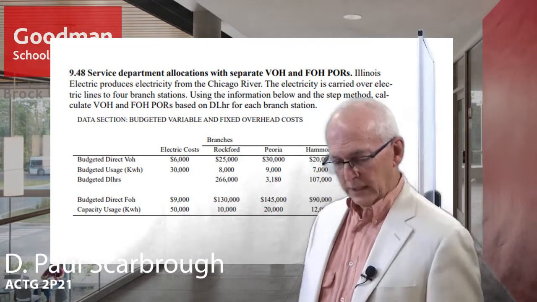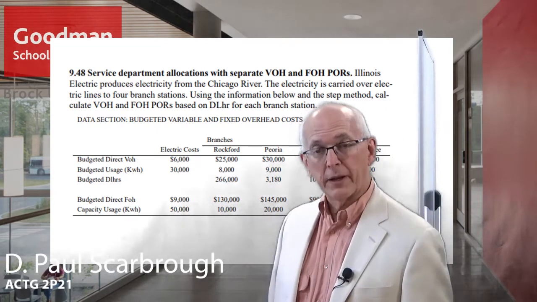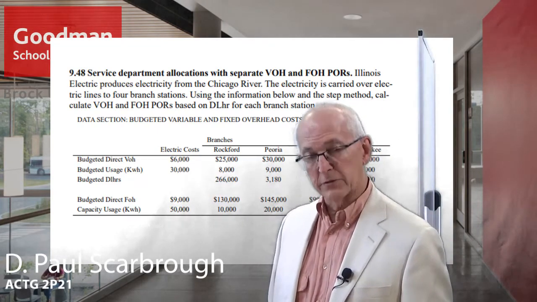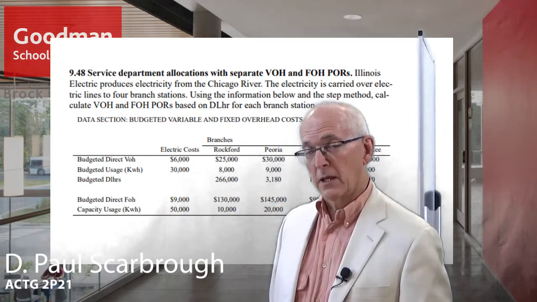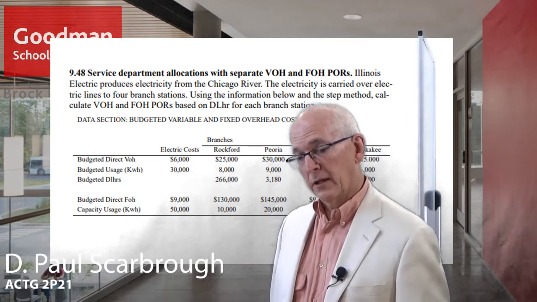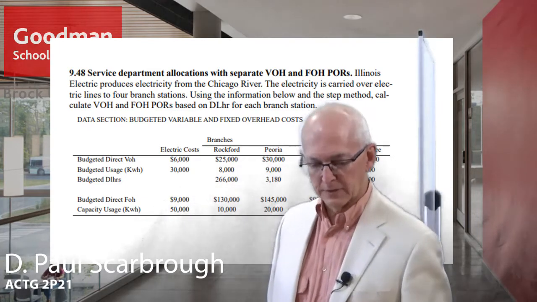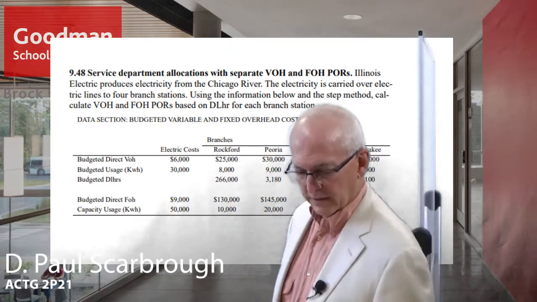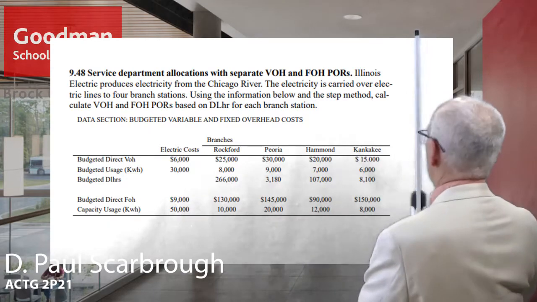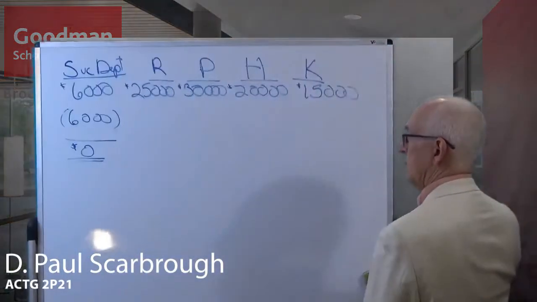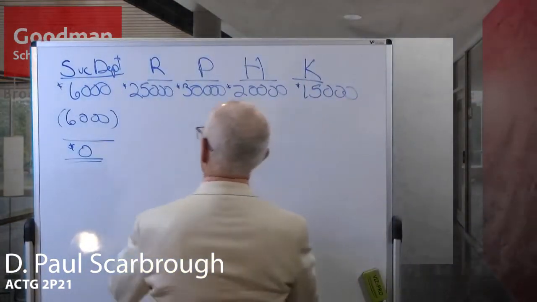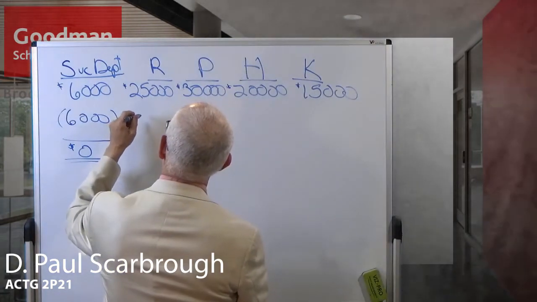Or if you figured out $1 per kilowatt hour charge, that would be $6,000 divided by 30,000. That would be $2 per kilowatt hour. Multiply that by the 9,000 kilowatt hours, and then guess what? The answer is going to be the same. So what we end up with is $1,600 being transferred in to this unit.